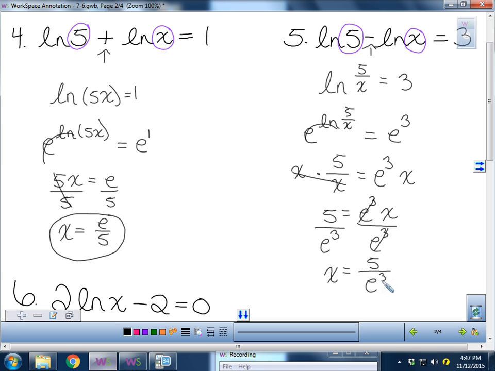Like I said, e is a number, so I don't want you to give me a decimal. I just want you to leave it like that. If you did divide it, you would get 0.25. All right?